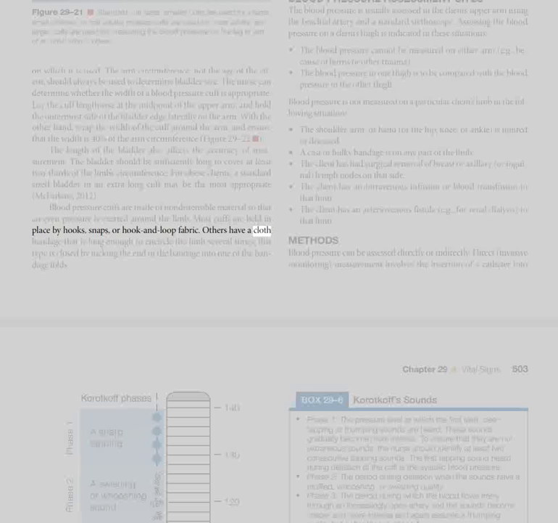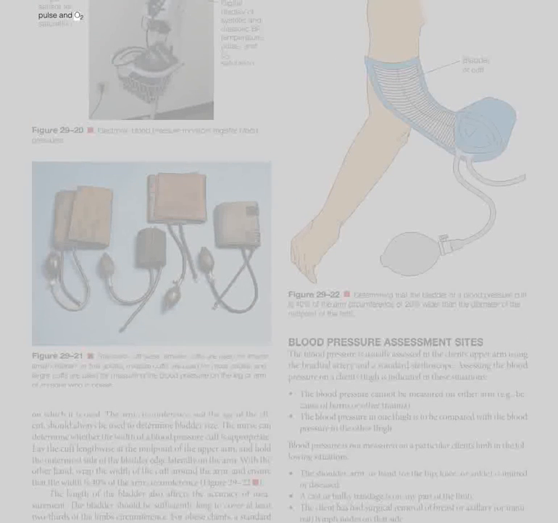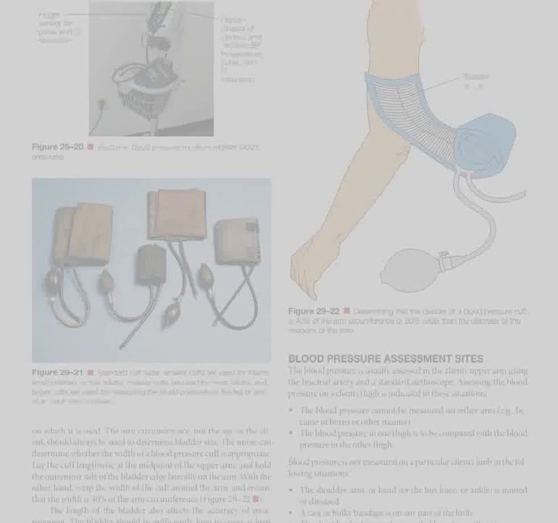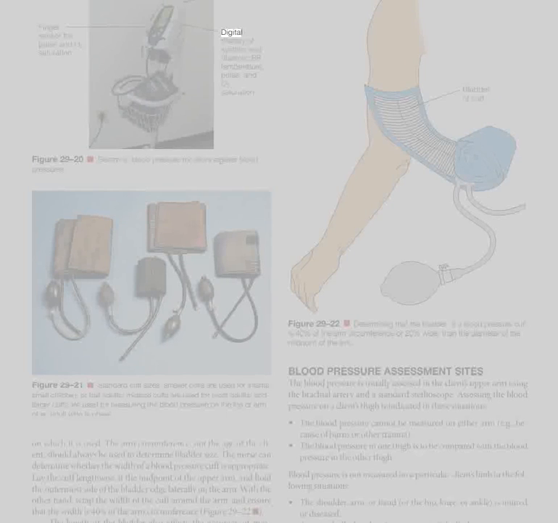Others have a cloth bandage that is long enough to encircle the limb several times. This type is closed by tucking the end of the bandage into one of the bandage folds. Finger sensor for pulse and O2 saturation. Thermometer. Digital display of systolic and diastolic BP, temperature, pulse, and O2 saturation.